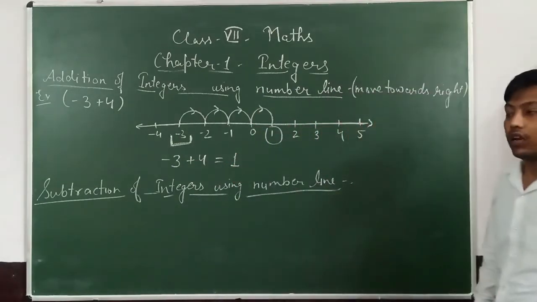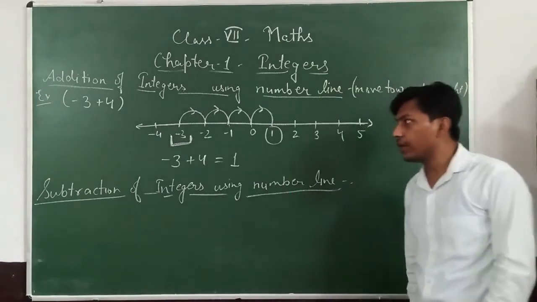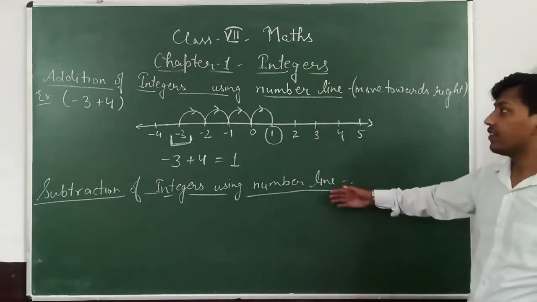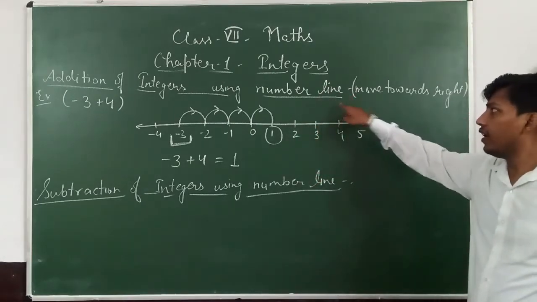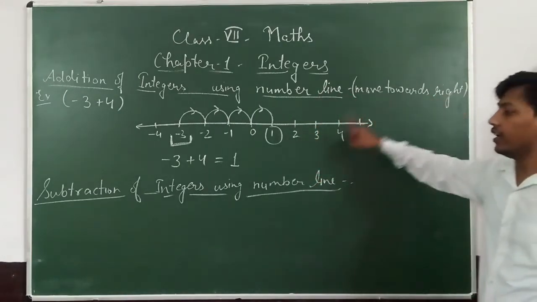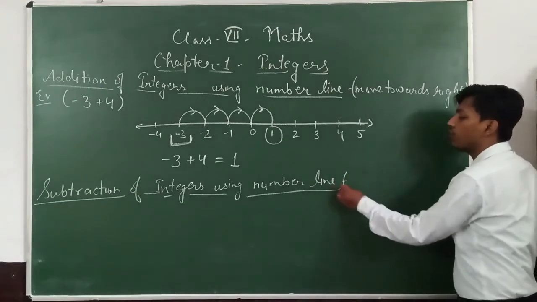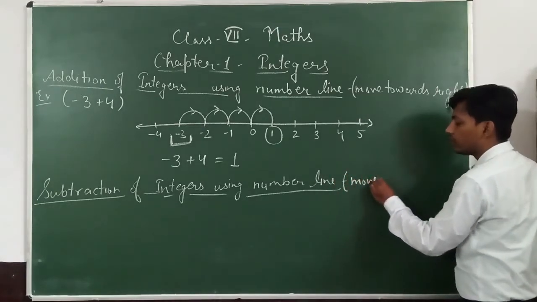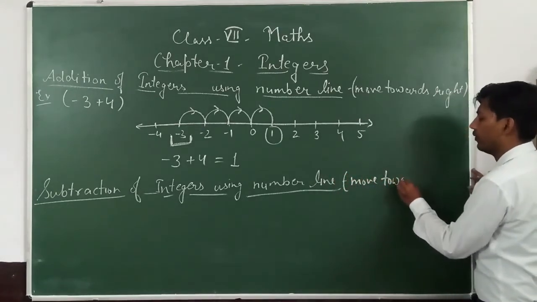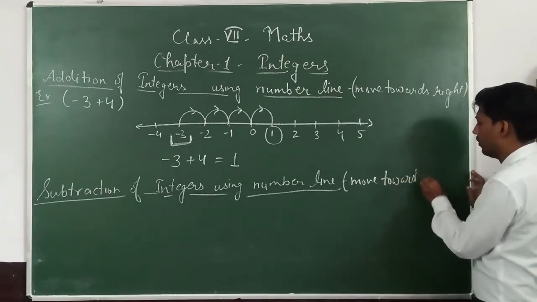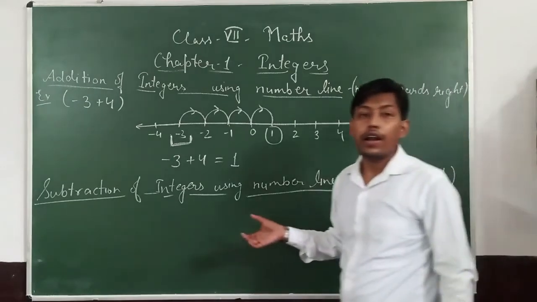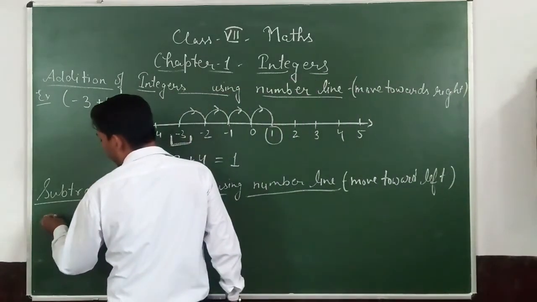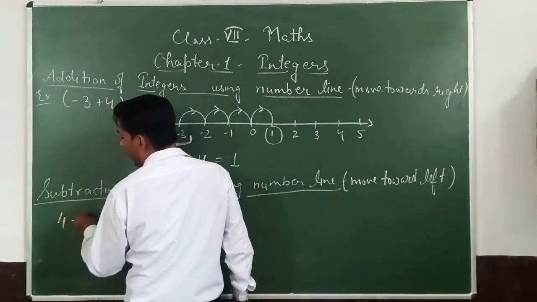Positive. Now subtraction of integers using number line. It is as simple as addition. In addition we move towards right and in subtraction we will move towards left. We will move toward left. Now we have to subtract 4 minus 2.